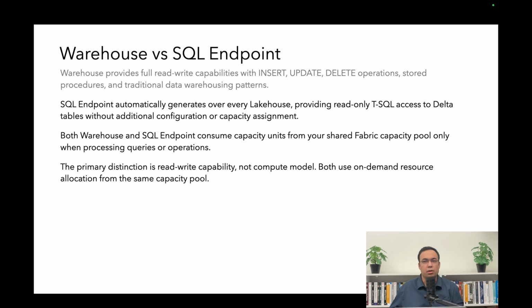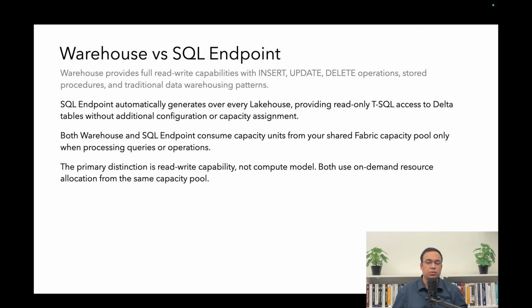Both consume capacity units from your shared Fabric capacity pool only when processing queries or operations. The billing model is the same. You're charged for the compute time used, whether it's in the warehouse or through the SQL endpoint. The primary distinction is read-write capability, not the compute model. It's not like one is provisioned and one is serverless. Both are using the same on-demand resource allocation from the capacity pool. The difference is functional. Warehouse lets you modify data and SQL endpoint is read-only.